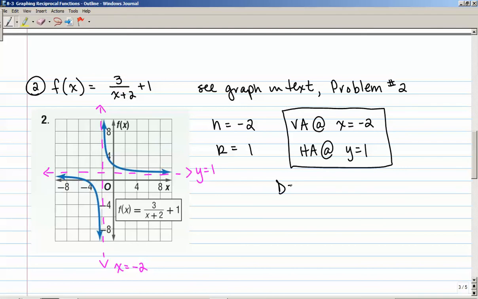So for this function, my domain is the set of all x such that x is not equal to negative 2, because looking at the graph, the curve approaches negative 2, but it never gets there. And the range is the set of all y such that y is not equal to 1.